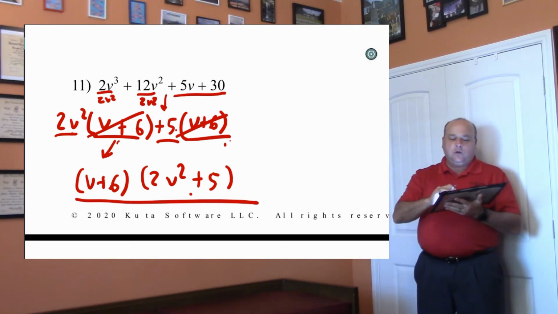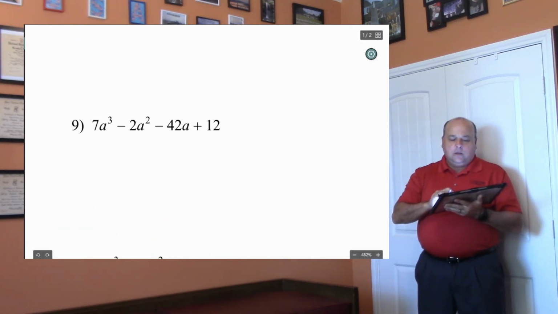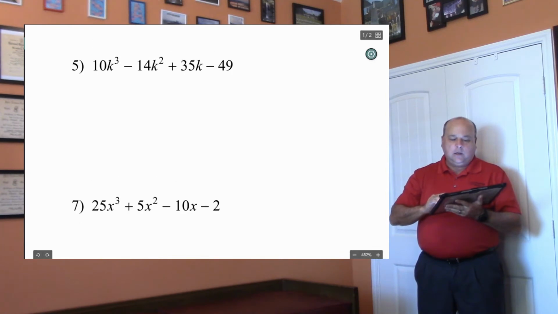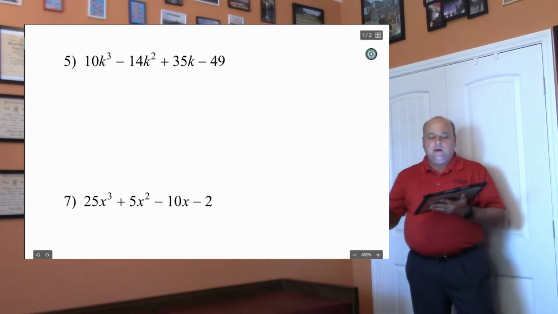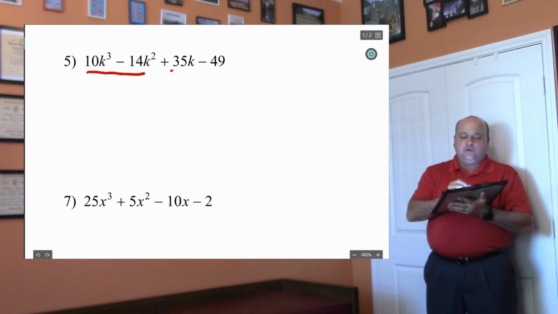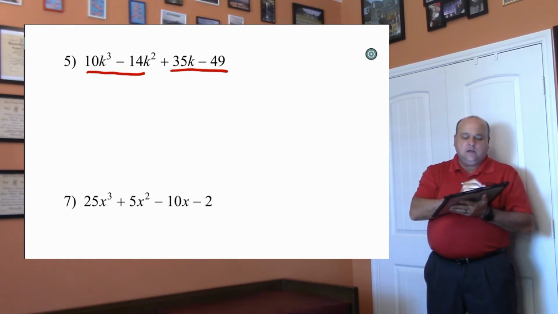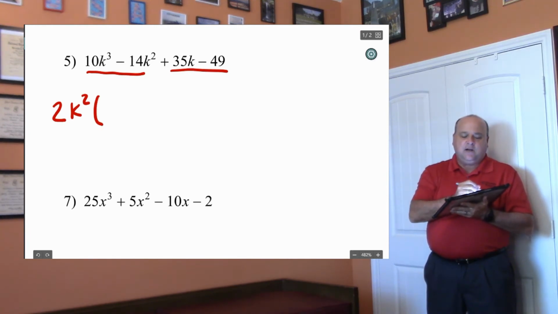Okay, now then let's go up to number 5. Got to do the same thing. On number 5, underline the first two and the last two. We're going to pull out, right? What can I take out of 10 and 14? 2 divides into them, right? So I'm going to write down 2. They both have k, and my smallest exponent's a 2. Now then I'm going to divide by 2k squared, right?